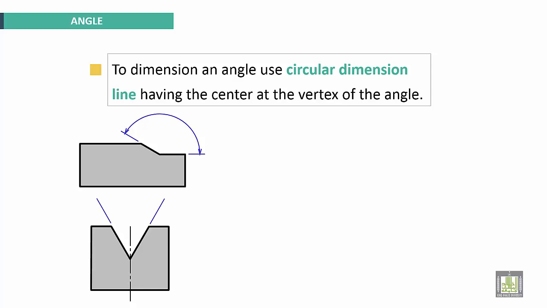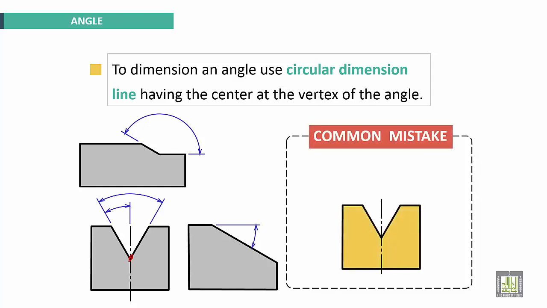This is another example. This circular dimension line has its center here, the center at the vertex of the angle. Here, this is the angular dimension. Common mistakes here: for this vertex, this center, the circular dimension line has no center here. This is wrong.